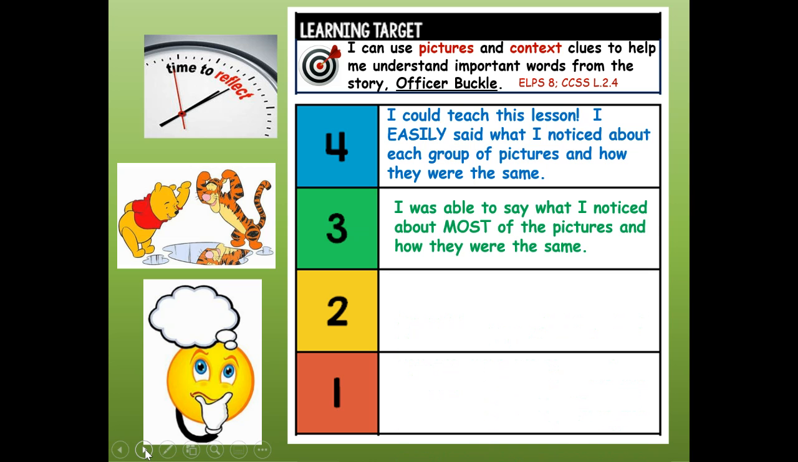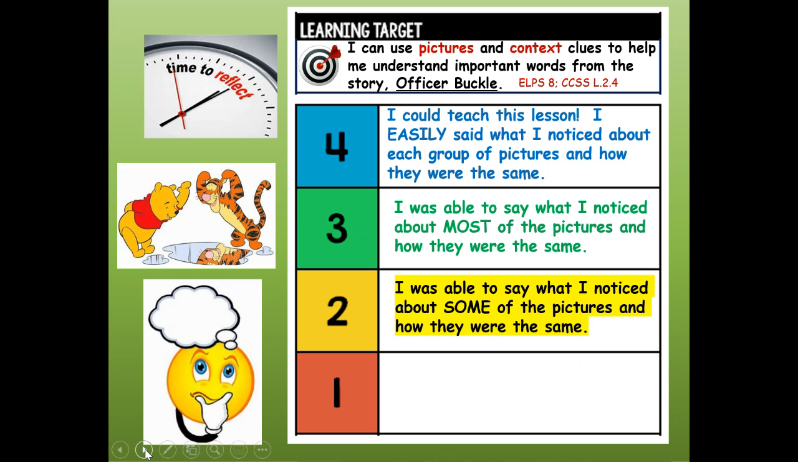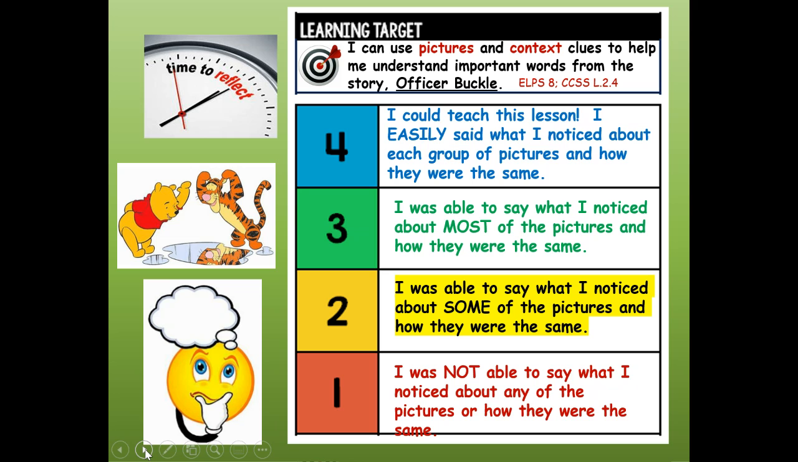Would you give yourself a 3? I was able to say what I noticed about most of the pictures and how they were the same. Would you give yourself a 2? I was able to say what I noticed about some of the pictures and how they were the same. Or 1, I was not able to say what I noticed about any of the pictures or how they were the same. How do you think you did today? Would you give yourself a 4, 3, 2, or 1? And write your reflection at the top.